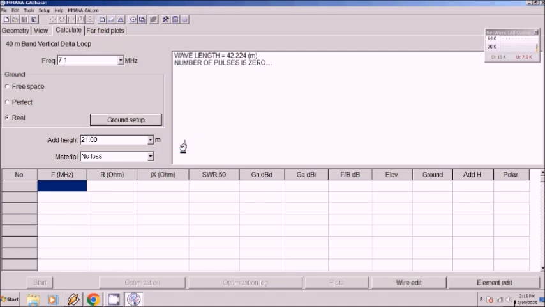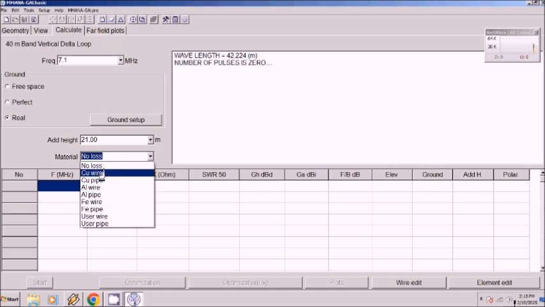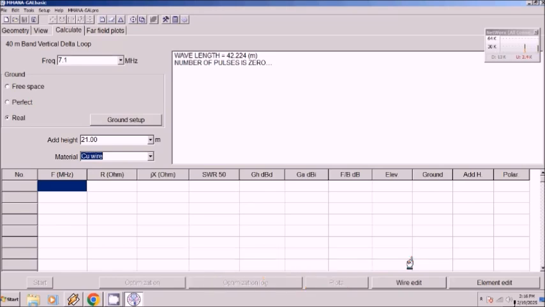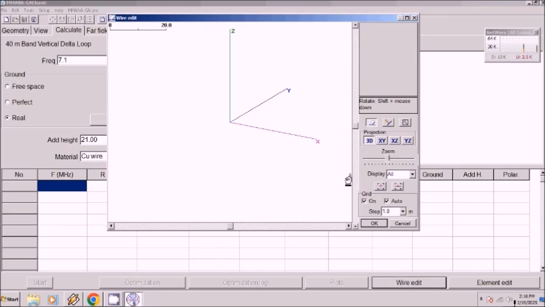Okay, and the material we are going to use for that delta loop is going to be copper wire. Choose CU wire here. CU stands for cuprum in Latin, for copper in English. CU wire, 21. Okay, those are all okay. And now we are going to click wire edit to draw the preliminary design.